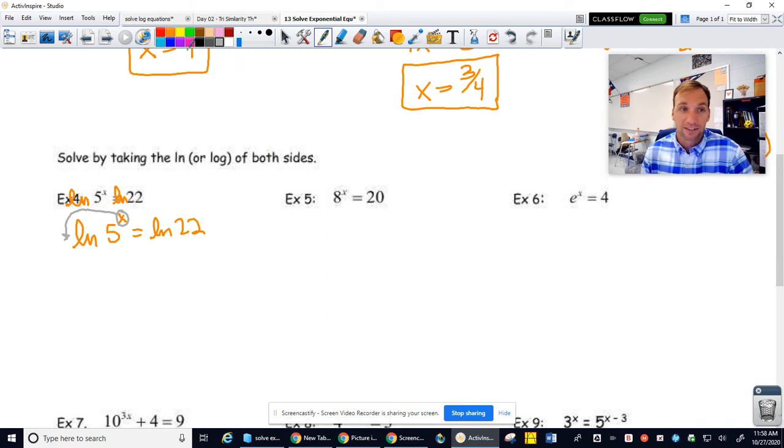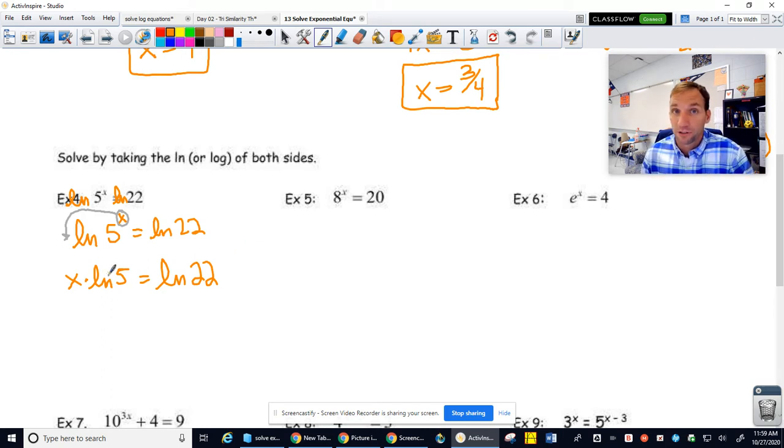That doesn't make any sense. But we sure can multiply something by x. So x times the natural log of 5 equals the natural log of 22. So no longer is your variable in the exponent. It is right down there on the same line as everything else.